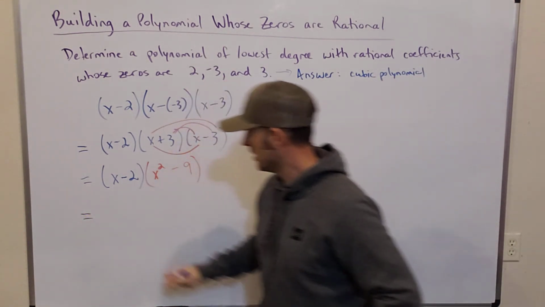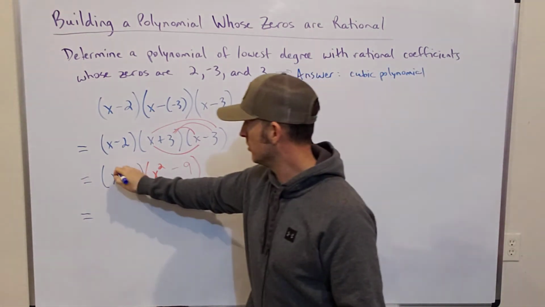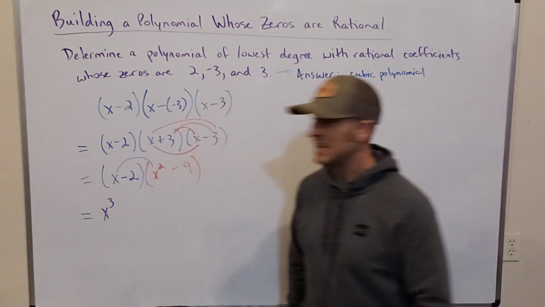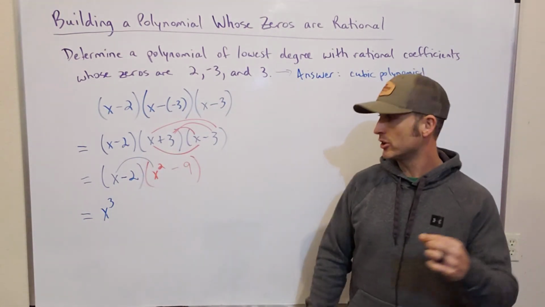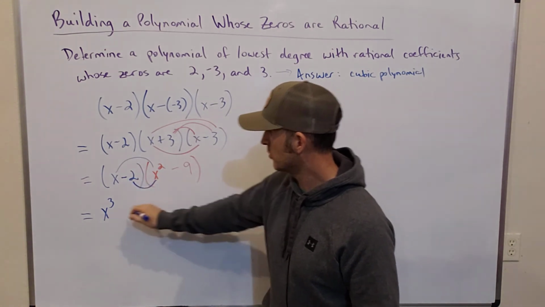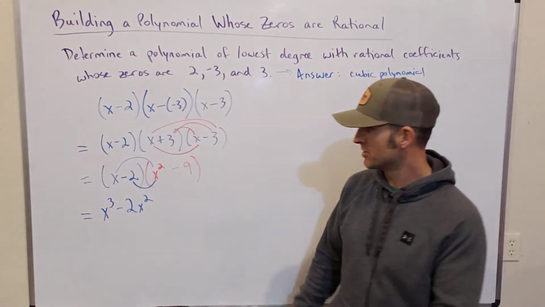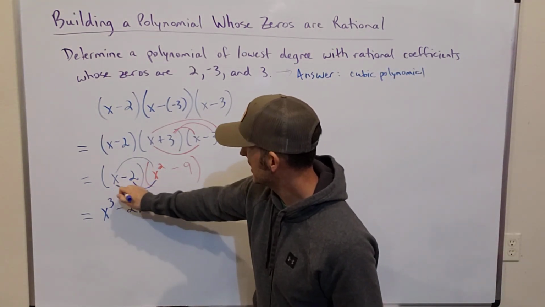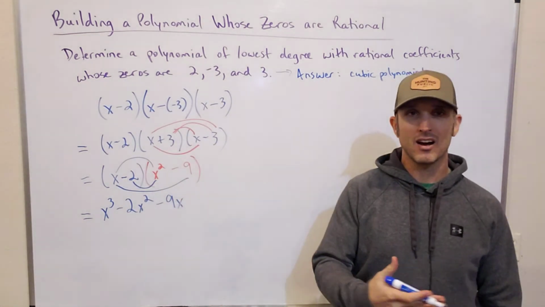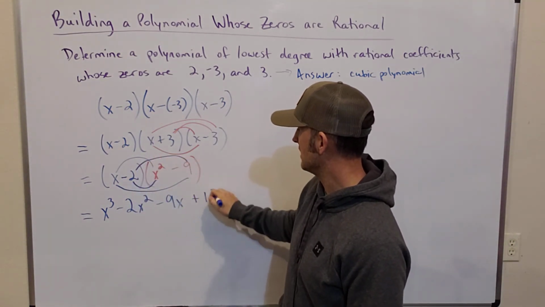And the way I'm going to do that is I can tell that my highest degree term is x cubed. So the way to get x cubed is x times x squared. So that's x cubed. And now I'm going to search for all the x squared terms. The only way I can get an x squared is to multiply this -2 by this x squared. So that's my only x squared term. And then I look for all my x terms. The only way I can get an x term is to multiply this x by this -9, giving me -9x. And last, all my constant terms. And the only way to do that is -2 times -9 to get plus 18.